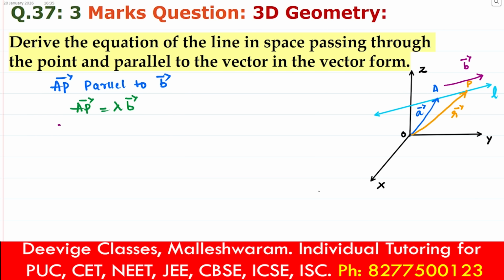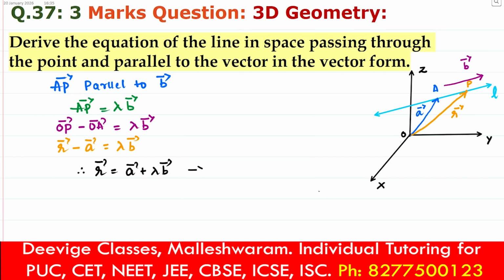AP can be written as OP minus OA vector is equal to lambda into vector B. The value of OP, the position vector of P, is R vector, minus the position vector of A, which is A vector, is equal to lambda into B vector. Therefore, vector R is equal to A plus lambda into B vector, which is the vector form of the equation.